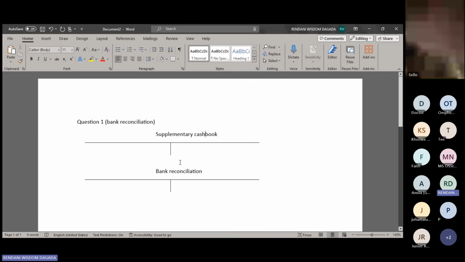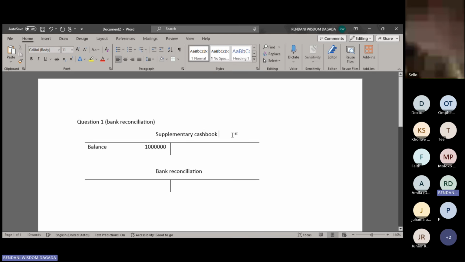Okay, let's start dealing with the first one. The first question says it's a million. There's a balance of 1 million. Now, the first thing when you look at the balance, you need to determine, is this a positive or a negative balance? This is a positive balance. Anything that is positive goes to the debit side. So we're going to say balance. Anything that is positive goes to the debit side of the supplementary cash book. That is why that 1 million goes to the debit side.